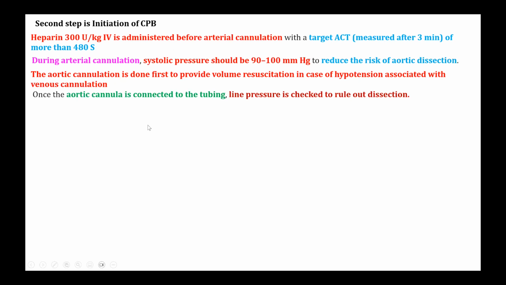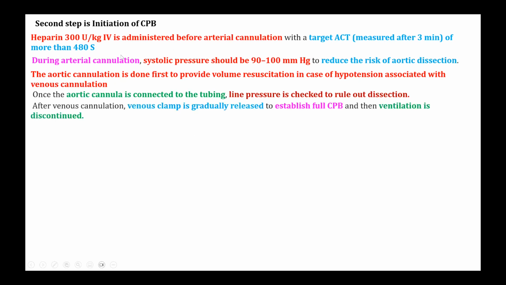So this is the first step in the initiation. First is heparinization, anticoagulation. Wait for the ACT to come to the required level. Then do the aortic cannulation first. Then check the line pressure, rule out dissection. After that, you do the venous cannulation, and the venous clamp should be released gradually to establish full CPB. And once your blood is drained fully from the left side of the heart, you can stop the ventilation also.